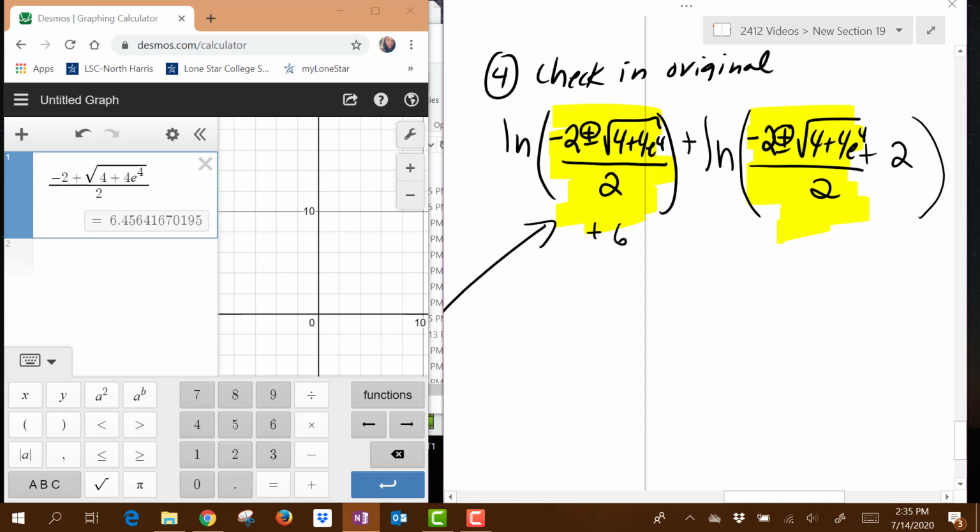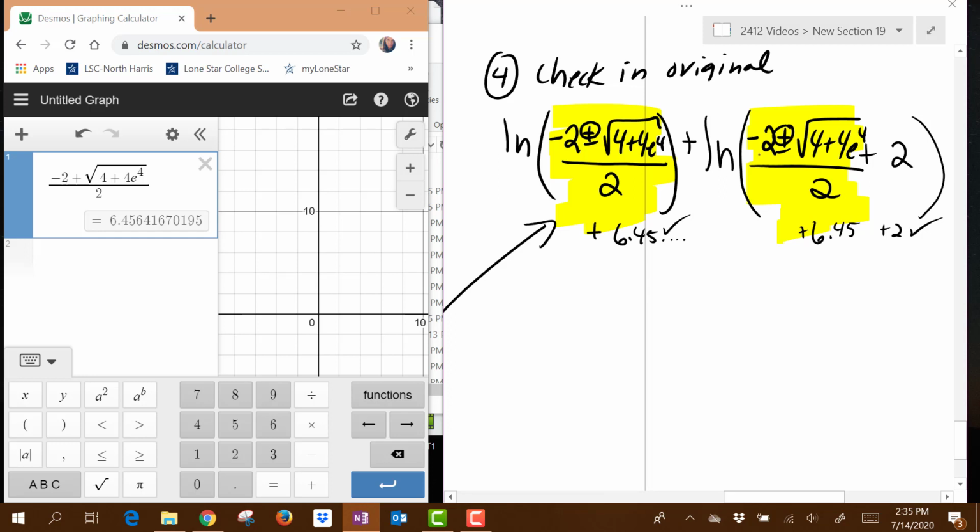So that gives me a positive 6.4 and so on. Remember, all I really care about is that it's greater than 0. And this is going to take that about positive 6.45 or so and then add 2 to it. So that definitely checks out. So the positive solution is definitely going to work.